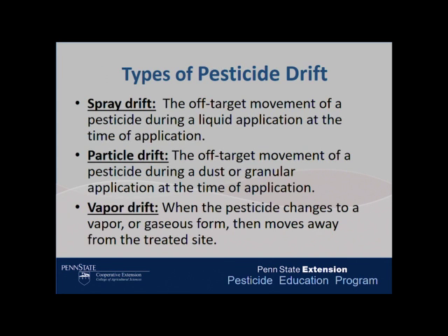Now we can break pesticide drift into 3 types. Spray drift is the off-target movement of a pesticide while we make a liquid application. We're spraying the product on, and the pesticide is moving or drifting off-site. Particle drift is when we use a dust or granular application, and the dust is moving off-site. The other one that we don't always think about, but is very important, is called vapor drift. Basically, the pesticide turns into a gas, and that vapor is moving off-site.